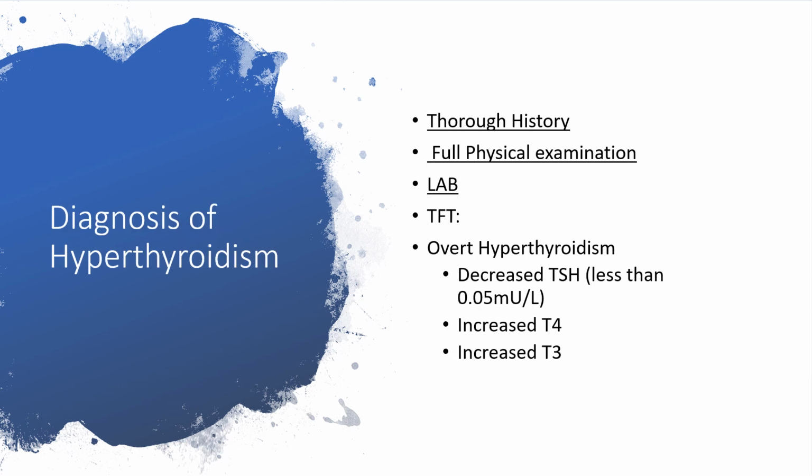How do we make the diagnosis? Of course, we do our history, a thorough history, and physical examination. We'll go through all the clinical features, right? Then we'll head to the lab. Thyroid function test. In overt hyperthyroidism, we present with decreased TSH, less than 0.05 milli-international unit per liter, and we'll be battling with very high T4 and high T3. If that is the picture, it is overt hyperthyroidism.